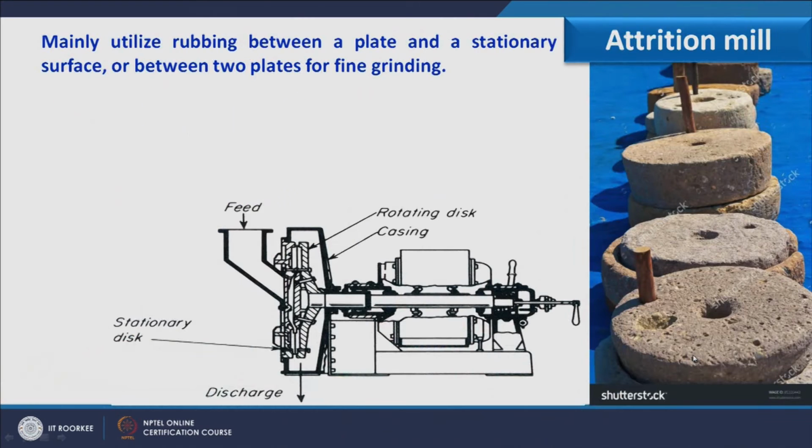Attrition mill. The attrition mill mainly utilizes rubbing action between a plate and a stationary surface, or between two plates, for fine grinding.